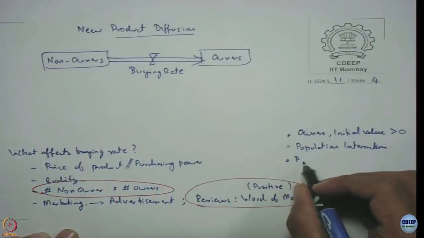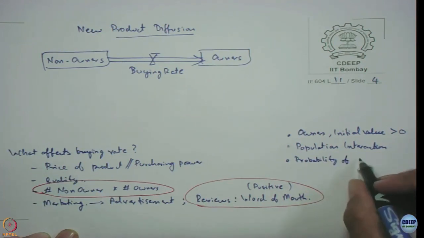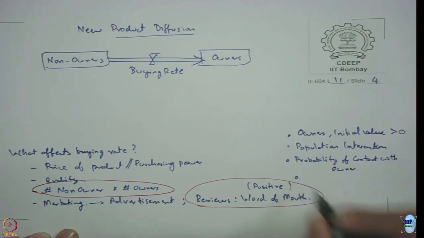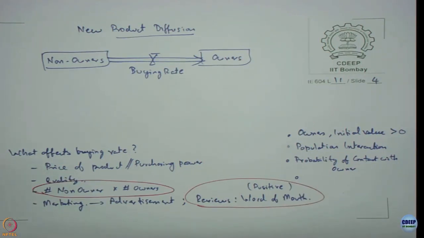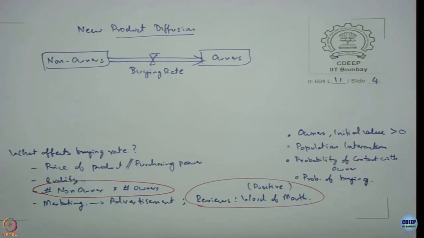So then we will have a thing called probability of contact with owner. What is the probability you are going to actually meet a person who has the product? And even if you meet a person with the product, you are not going to immediately go and buy it. You may think of other factors like price or quality or current cash in hand and your own inclination to buy the product, etc. So let us just capture all of that by a simple parameter called probability of buying.